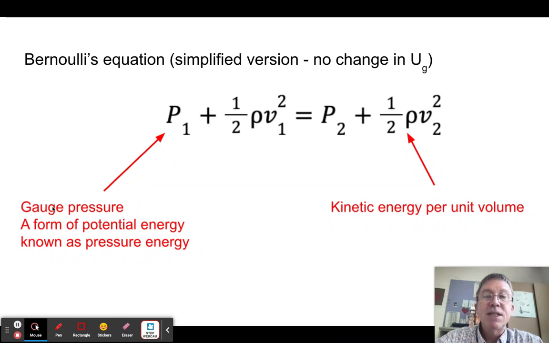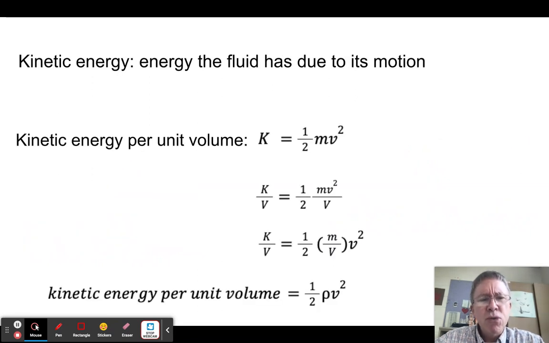So basically what I have is gauge pressure and kinetic energy, but these are both expressed in terms of per unit volume. So let's just try to make sure we understand what that means. It's not that crucial that you do for the AP test, but I want you to have an understanding of it so you're not just accepting it blindly.